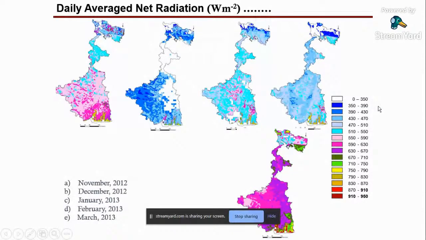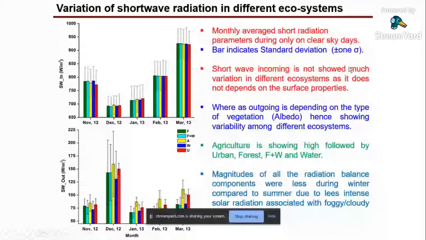And further, since land use land cover over the Indian region is very dynamic and not uniform as we generally see in the US and elsewhere, we have taken different categories of land use land cover classes and tried to see how this energy varies: forest, agriculture, water, urban area, and forest plus water area. What we found is that the incoming radiation does not vary that much with these land use land cover types, because it has nothing to do with the surface, but with the atmosphere.